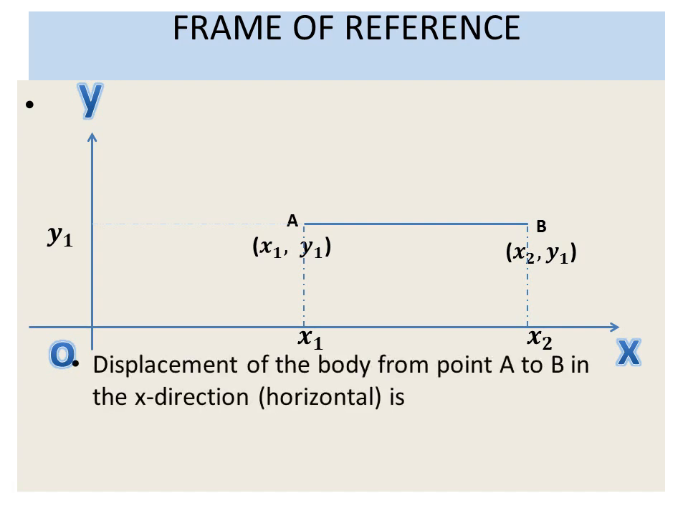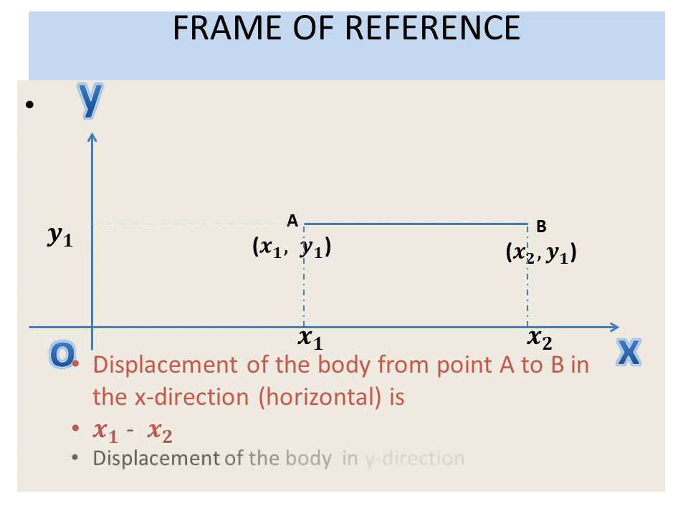The displacement of the body from point A to point B in the x direction, which is the horizontal direction, is given by x1 minus x2. The displacement of the body in the y direction, which is the vertical direction, is 0 because there is no movement of the body in the vertical direction. That's why we have the displacement to be y1 minus y1, which is 0.